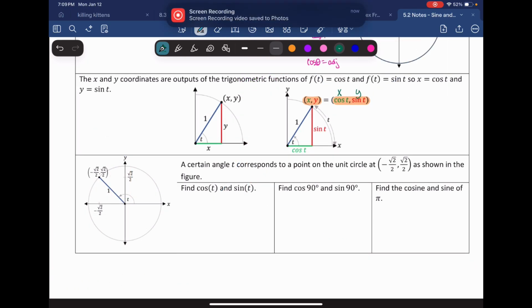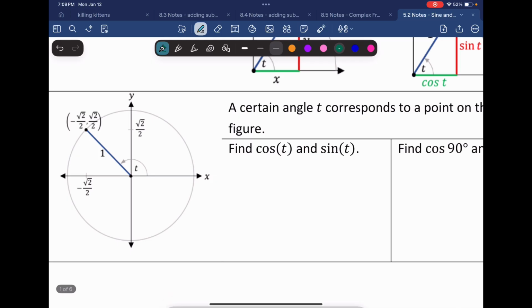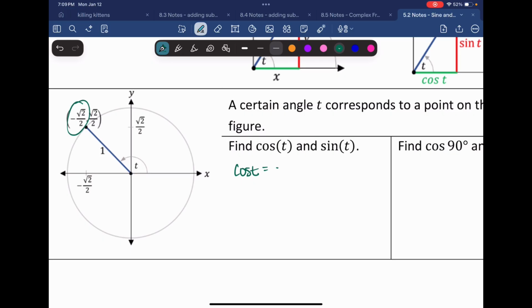All right, certain angle, t, corresponds to a point on the unit circle, negative square root 2 over 2, positive square root 2 over 2, as shown in the figure. Find cosine t and sine t. All right, so cosine t equals the x coordinate at our point. So cosine t is negative radical 2 over 2. Sine t is the y coordinate at our point.